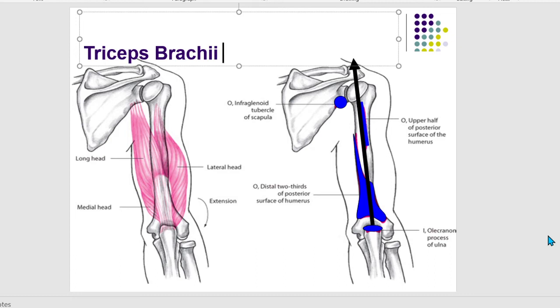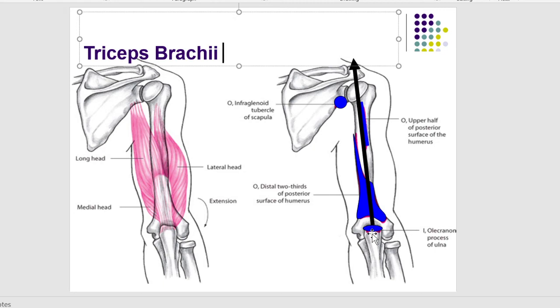So the long head of the triceps originates from the infraglenoid tubercle of the scapula, while the lateral head originates from the upper half of the posterior surface of the humerus, and the medial head from the distal two-thirds of the posterior surface of the humerus. Collectively, they have one single tendon that inserts on the olecranon process of the ulna.